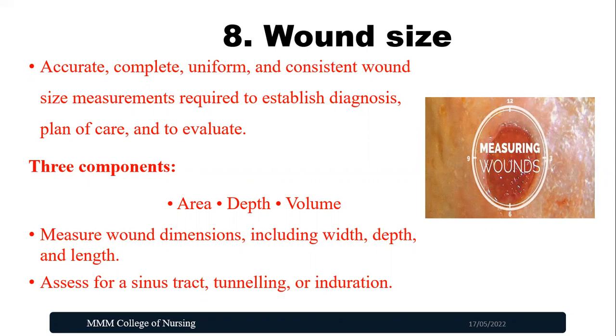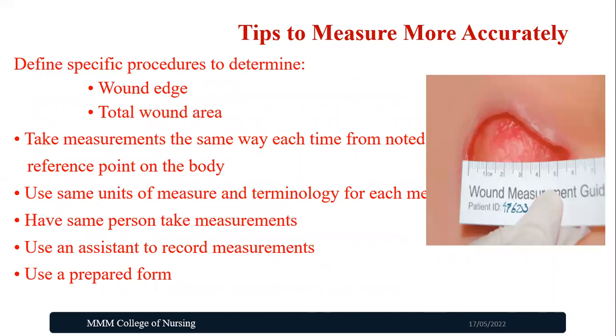So when we measure the wound, we need to consider certain tips. Always define specific procedures to determine wound age and total wound area. Take measurements the same way each time from a noted reference point on the body. Use the same units of measurement and terminology for each measurement. Have the same person take the measurement. Use an assistant to record measurements, and use a prepared form if it is available in the institution.